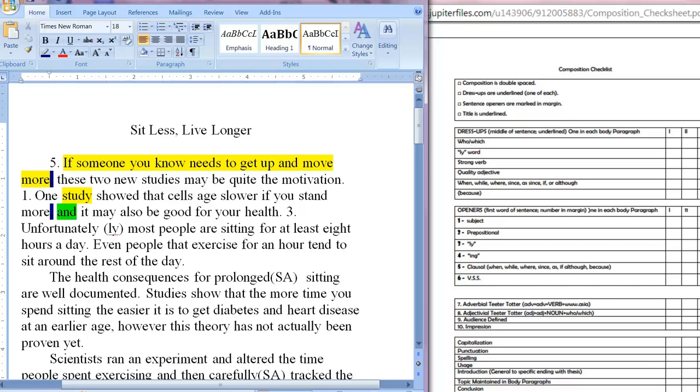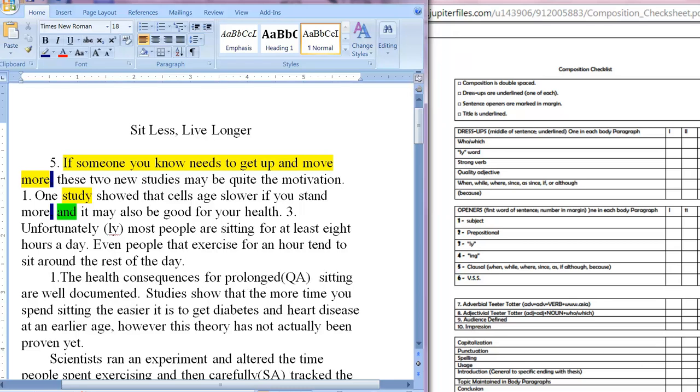The health consequences for prolonged sitting are well documented. And I see you have this marked as an SA, and I don't know what that is. I'm guessing you mean a strong verb because you have it right after. Well, no, that's not your verb. That is an adjective, so I guess you're marking that that's supposed to be a quality adjective. Because what kind of sitting? Prolonged sitting, and prolonged's a good word. The health consequences, and this again is a subject opener.